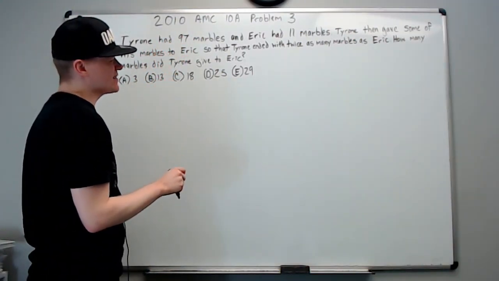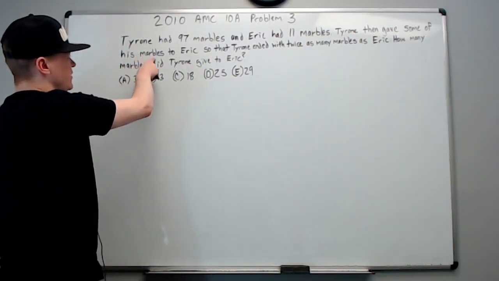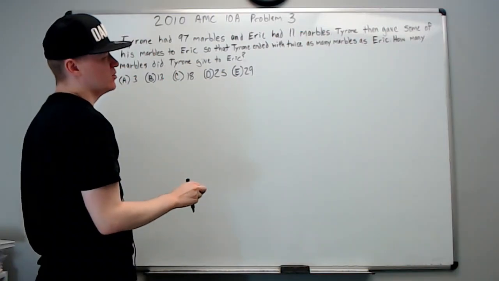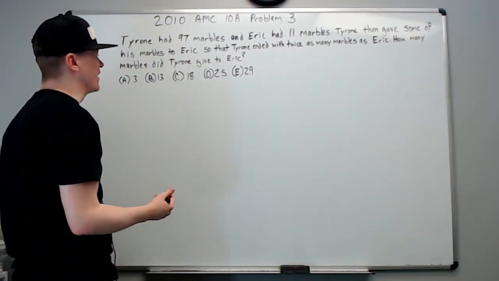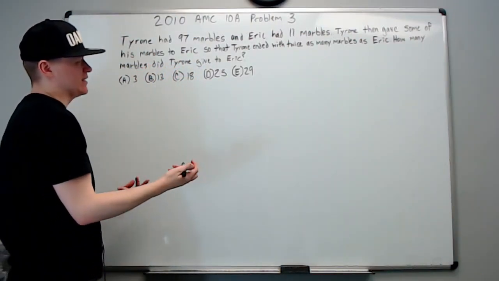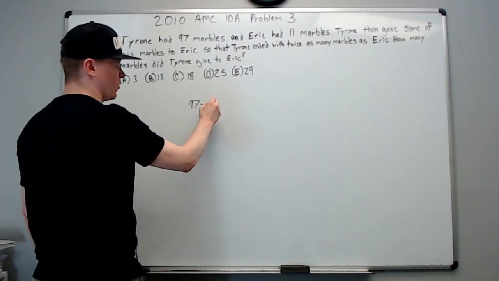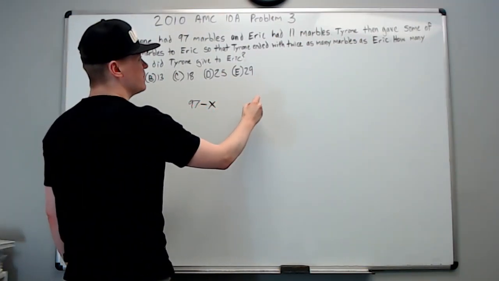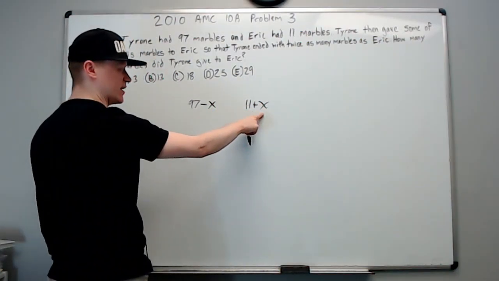All right, and now for problem 3 from the 10A from 2010. Tyrone had 97 marbles and Eric had 11. Tyrone then gave some of his marbles to Eric so that Tyrone ended with twice as many marbles as Eric. How many marbles did Tyrone give to Eric? Again, just get started. He's got 97. He's going to take away marbles, and he's going to give them to Eric, who's then going to gain those marbles, obviously. Whatever he loses, Eric gains.